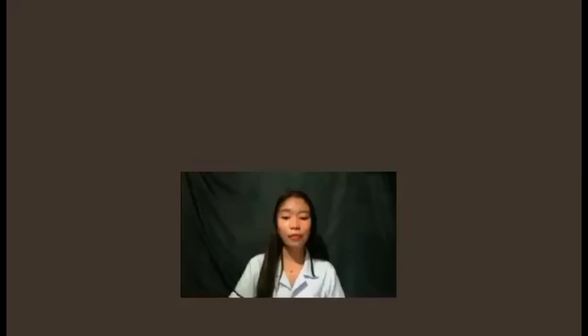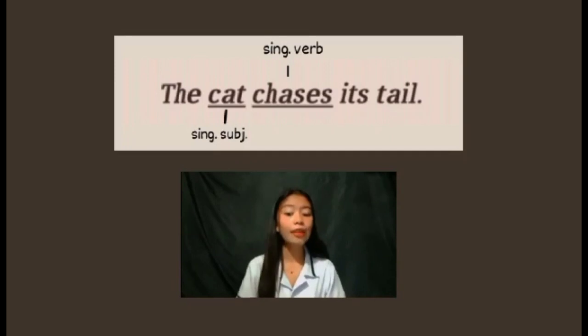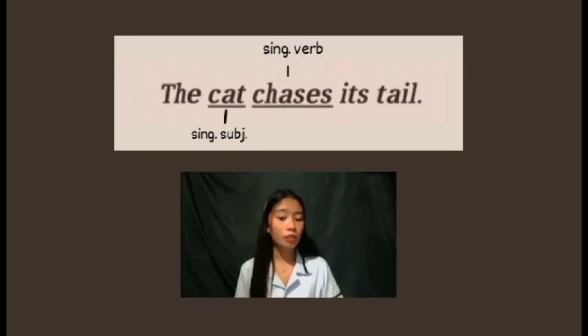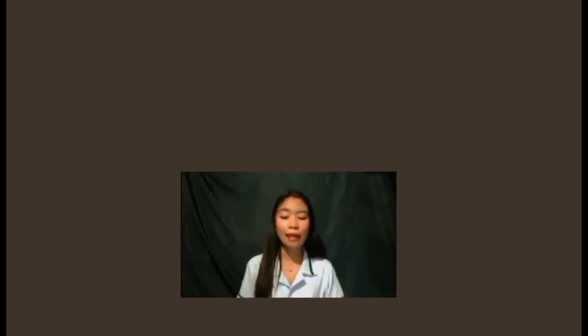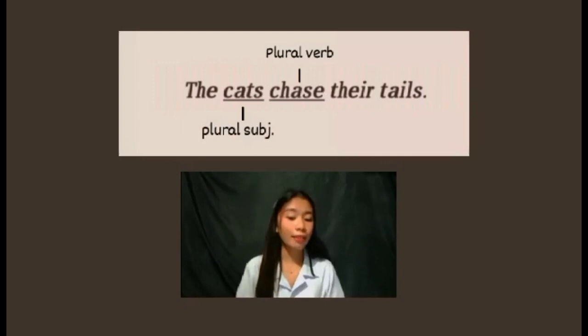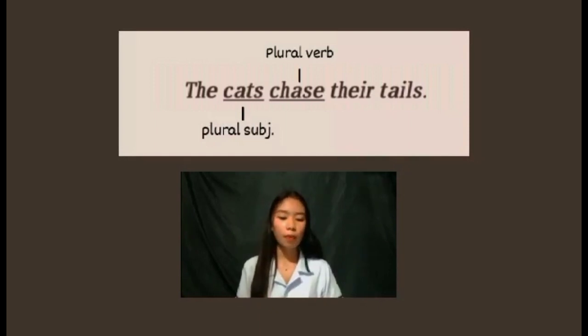So take a look at this example. The cat chases its tail. So here, the cat is the subject, so we use chases, which is a singular verb. But if we say the cats chase their tails, the cats is a plural subject, so we use chase, which is a plural verb.